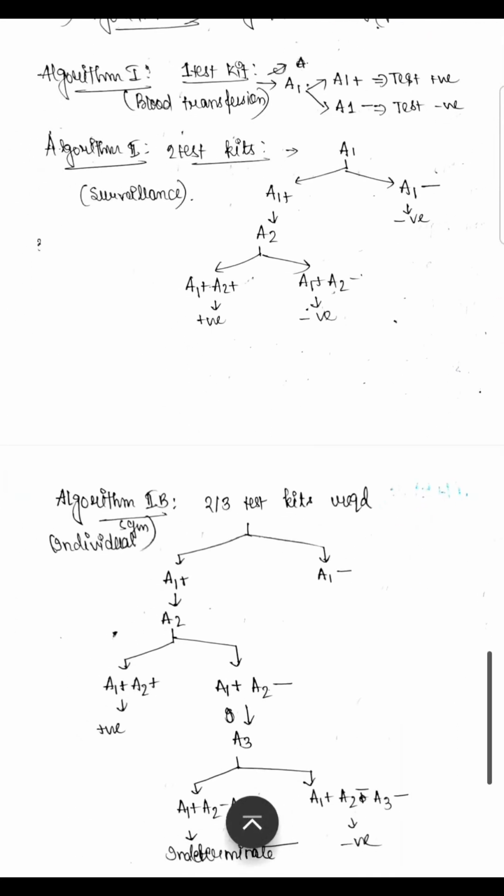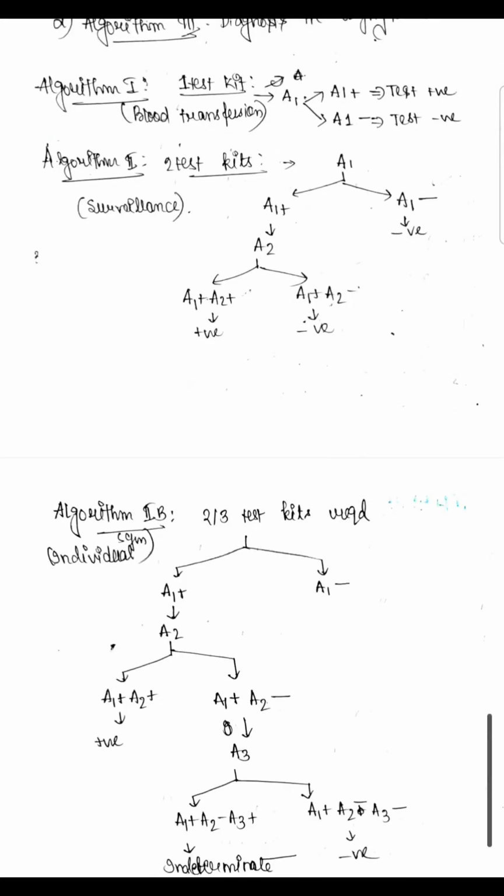Okay, so here how many test kits do we use? Here we use only one test kit that is used for blood transfusion. So we are using A1. A1 is the test kit. If A1 is positive, the test is positive. If A1 is negative, the test is negative. Then we go for algorithm 2, where we have two test kits.